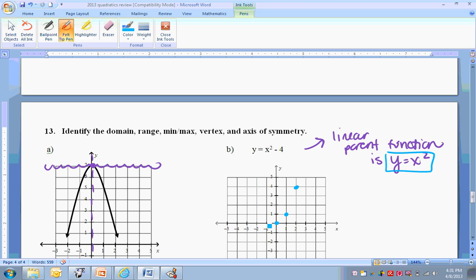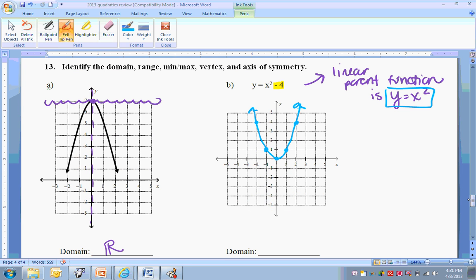Okay, negative 1 squared is going to be negative 1 times negative 1, which is positive 1. Negative 2 squared is negative 2 times negative 2, which is positive 4. So now I have a nice little sketch of what my parent function is like. Now remember, this minus 4 out here tells me that I'm going to shift my parent function down 4 units.